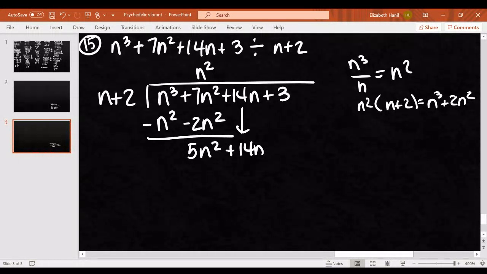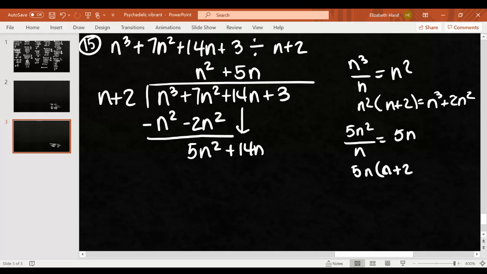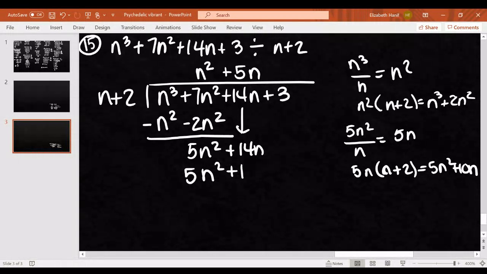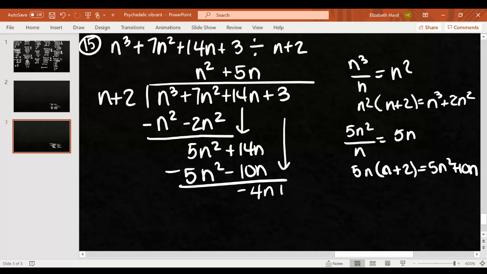And once again, repeat the process. Take my 5n squared, divide it by n, gives you 5n. And that's going to go above the term that has n that is under the division sign, so it's going to go above the 14n. And then multiply 5n times n plus 2, which is 5n squared plus 10n. Subtract, which changes your signs, and that leaves you with 4n. I'm going to bring down the plus 3.